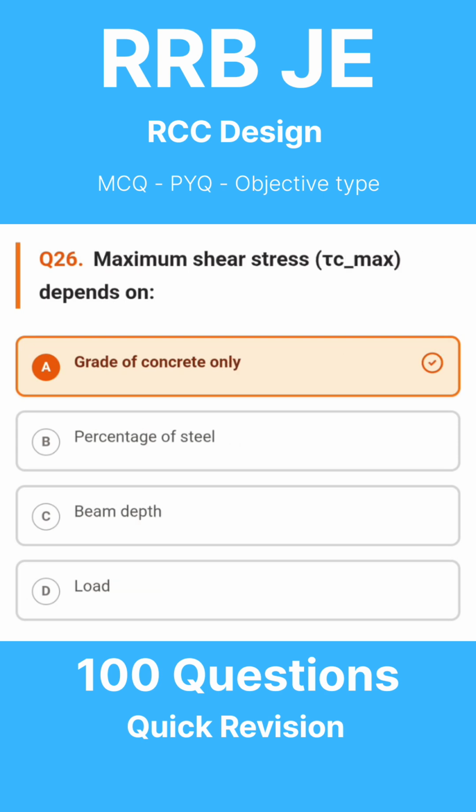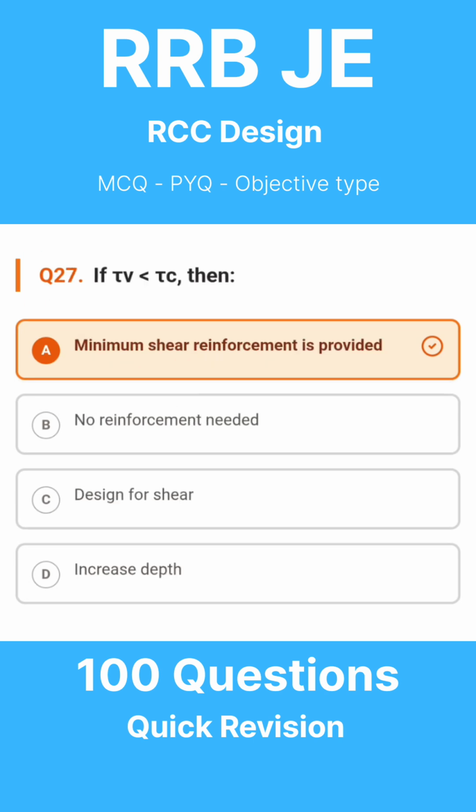Question 26. Maximum shear stress, tau c max, depends on. The correct answer is grade of concrete only. Question 27. If tau v is less than tau c, then the correct answer is minimum shear reinforcement is provided. Question 28. If tau v is greater than tau c max, then the correct answer is redesign the section, increase size.